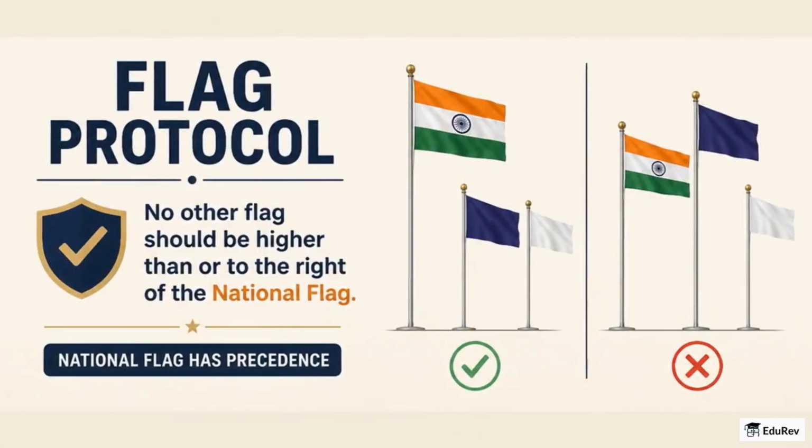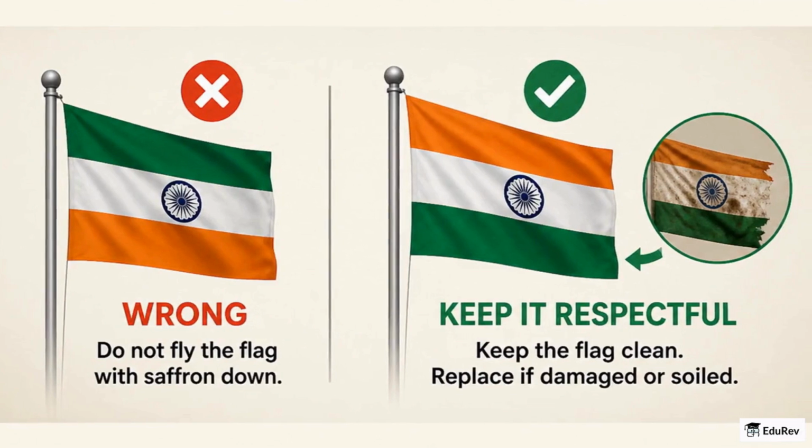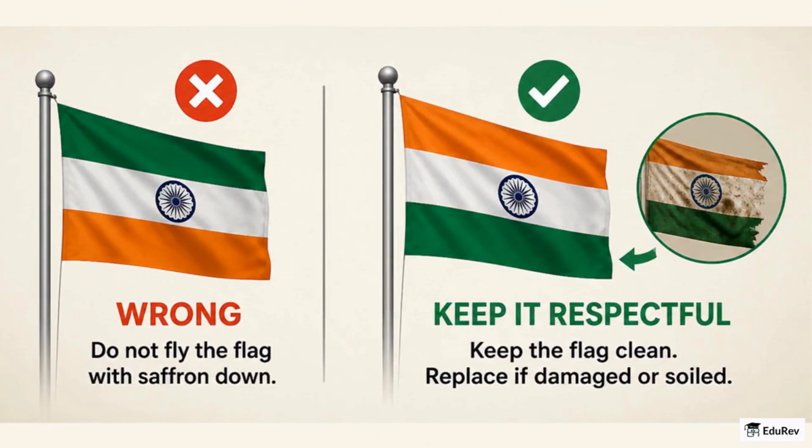A few placement rules to remember for protocol questions. No other flag should be placed higher than or to the right of the national flag, and it must be given precedence. The flag should not be displayed with the saffron panel downwards, and it should be properly cleaned or replaced if soiled or damaged.